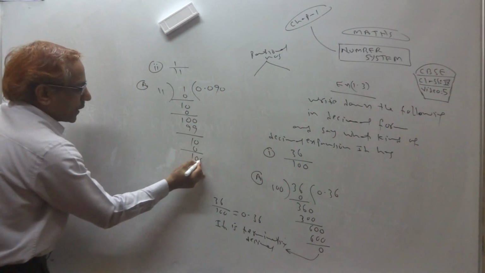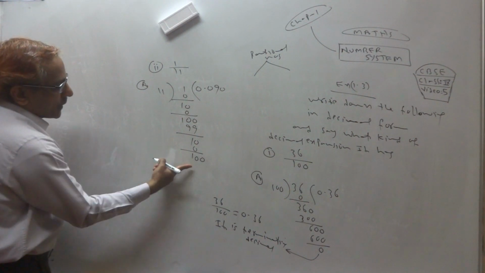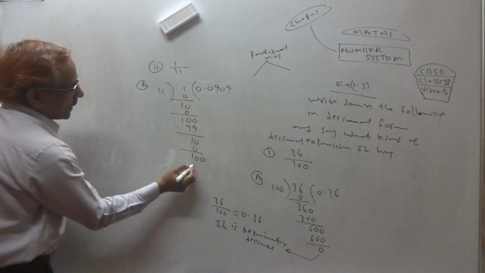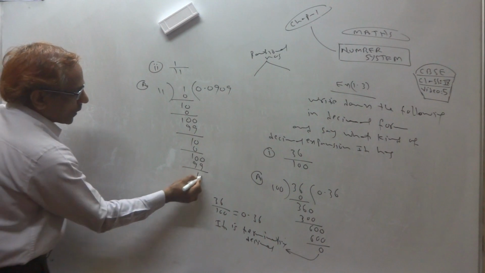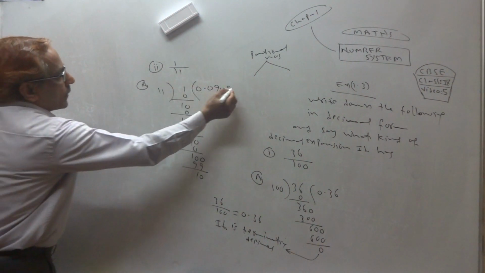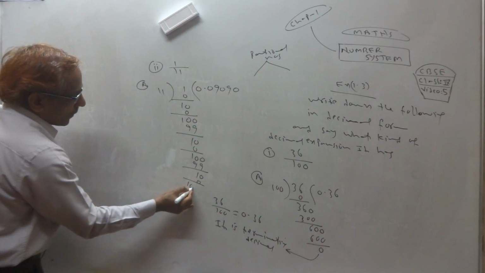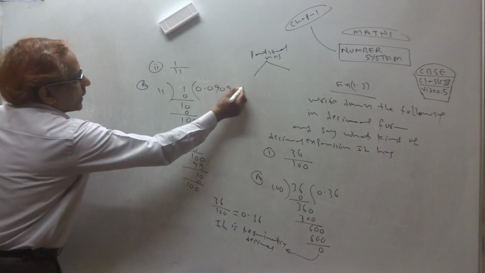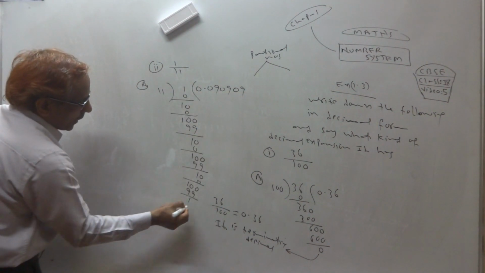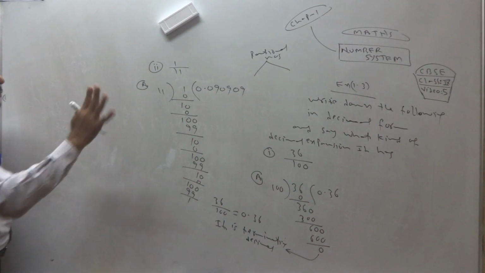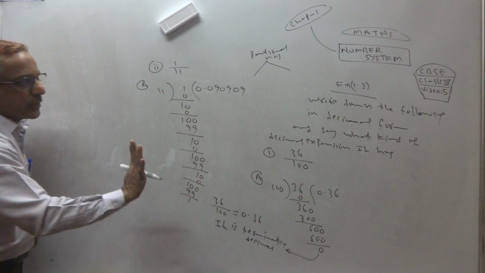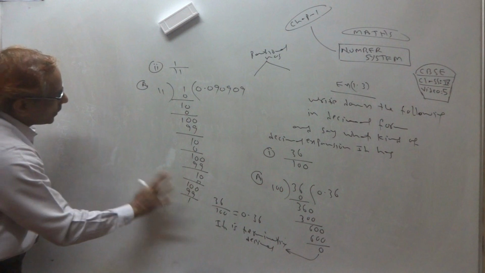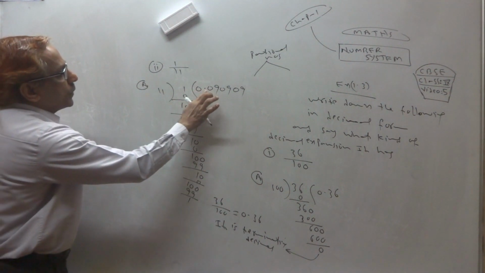10 left. You can take 10. Understand? Now 11 nines are 99. 1 left. You can take 10. It's not going. 11 zeros are 0. 10 left. You can take 0. 11 nines are 99. 1 left. So it will be continued. You can understand that you never get 0. Here you never get 0.